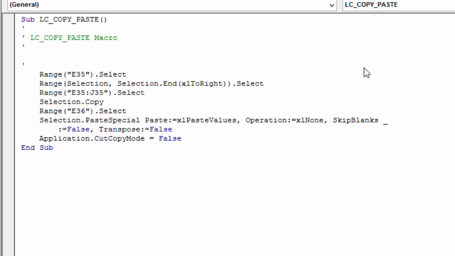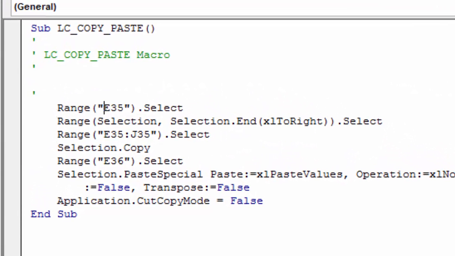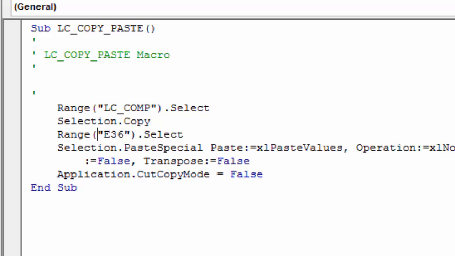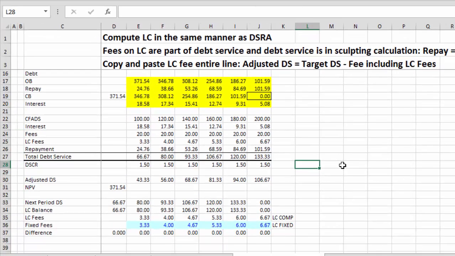Okay, and it seemed to put it in a new one. And then I don't have to go to the right, and I put LC underscore computed. Yes, we take the computed. We don't need to copy it to the right, and we copy that, and then we put LC fixed. I hope that's what I did. Now, in this one, I put application cut copy false. That's just by pressing that escape button. Okay, so let's see if this really works.